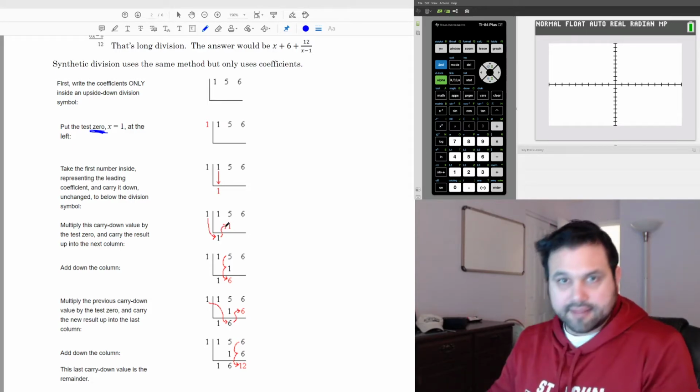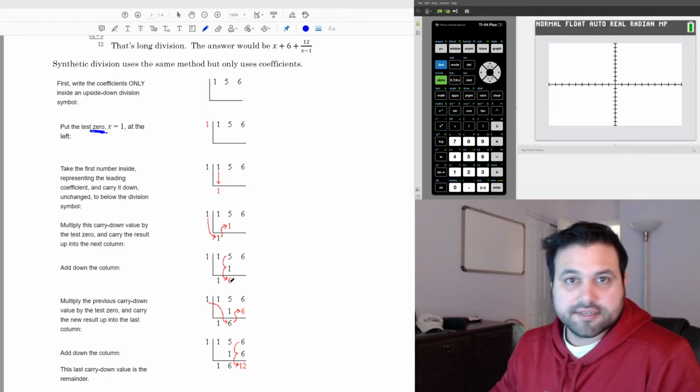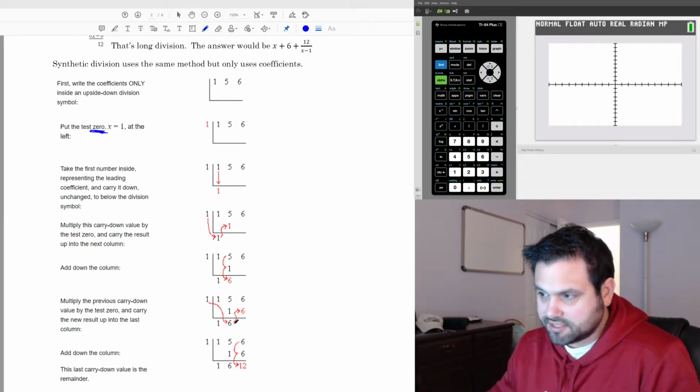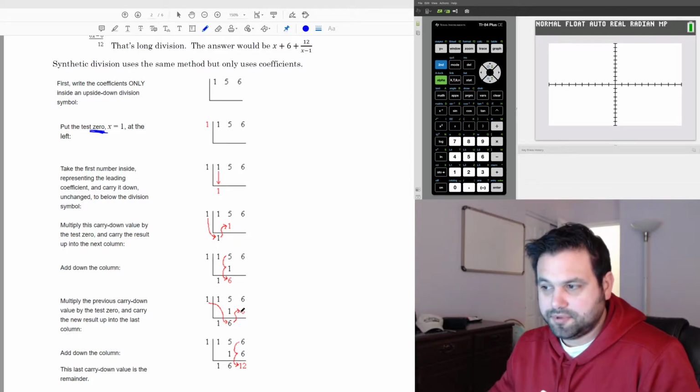And then you add them. So 5 and 1 is 6. And then you do that process again, multiply. So 1 times 6, 6. So you put the answer there. And then you add them, and you get 12.